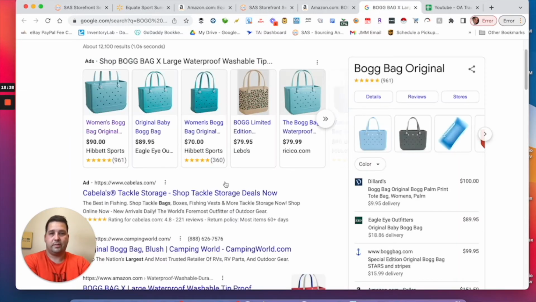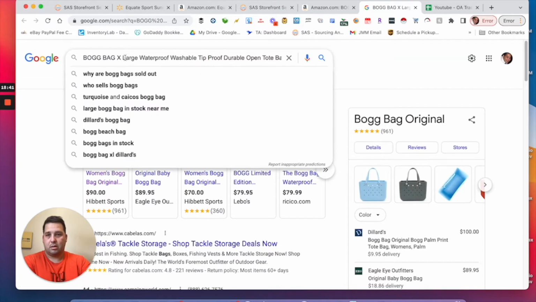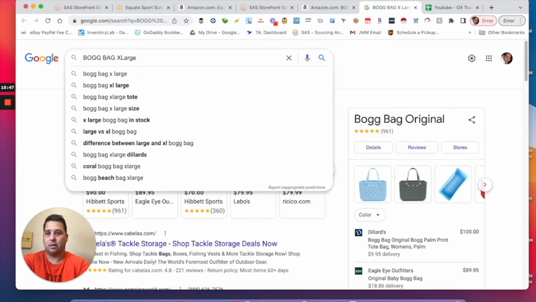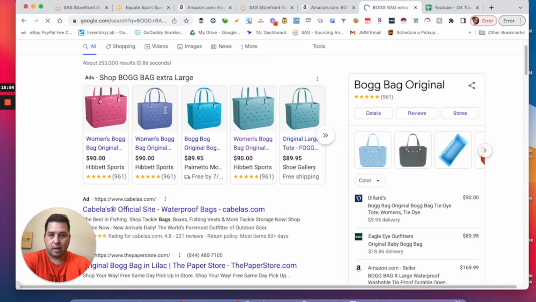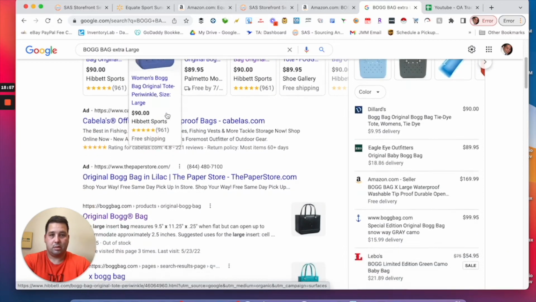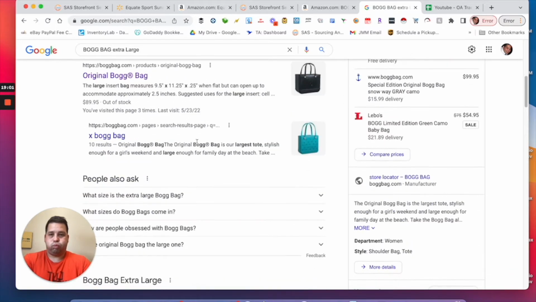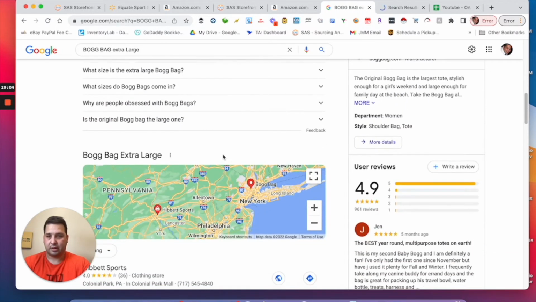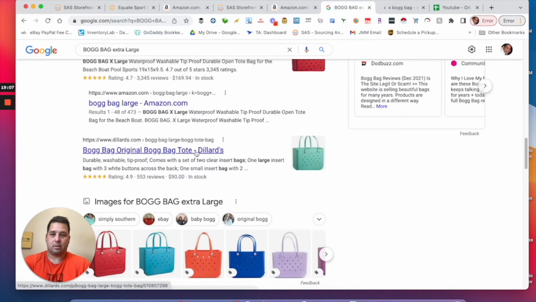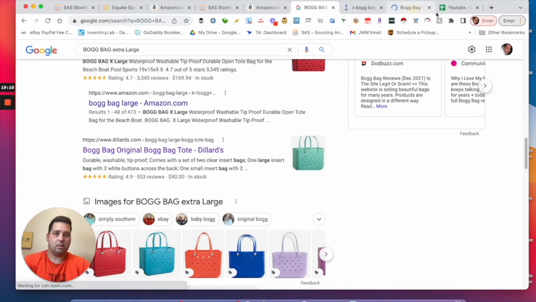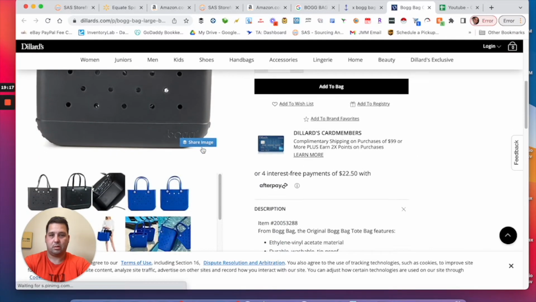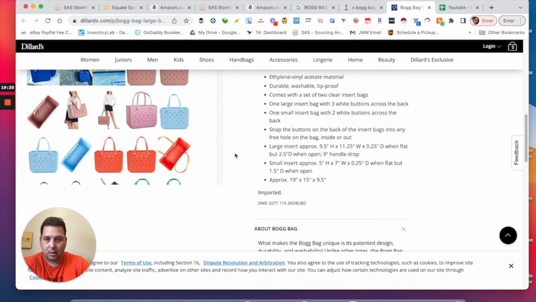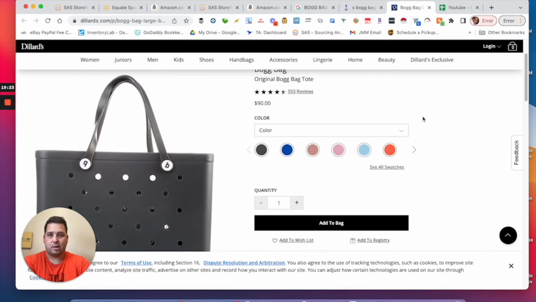All right, so let's see if we can find this. Sometimes it's just easier to get rid of all this crap and just put extra large. Oops, I cannot spell. Thanks, Google. All right. Well, I guess we could see if they have it on their website. Dillard's. I've never heard of that. Looks like original. I don't know if the original is extra large though. I'm gonna guess no.